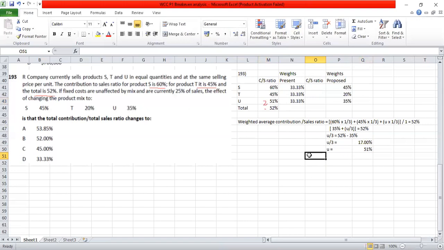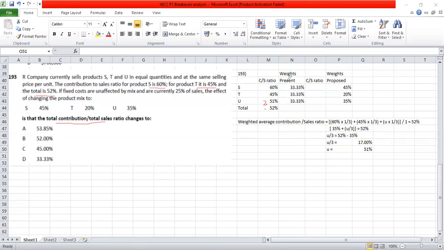It says the fixed costs are unaffected by mix and are currently 25% of sales. That's not the issue. In both situations, whether present or proposed, the fixed cost is 25% of the sales value, but we do not even know the sales value. So for the moment it is not relevant, because the question is only focusing us to find the total contribution by total sales ratio, the weighted average ratio after the proposed change of the product mix.